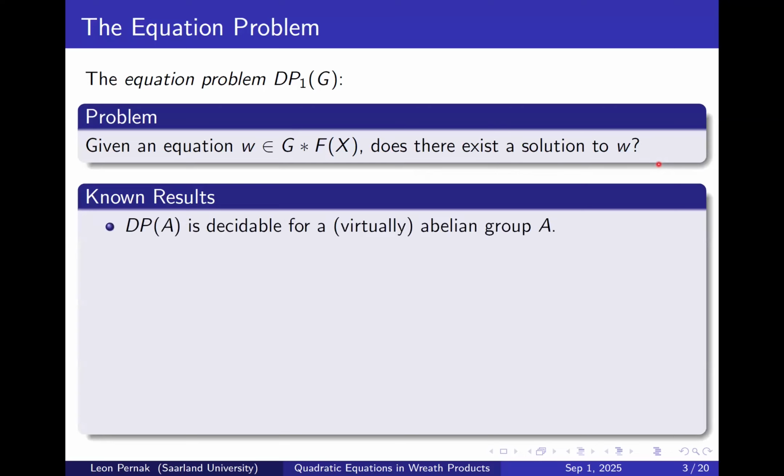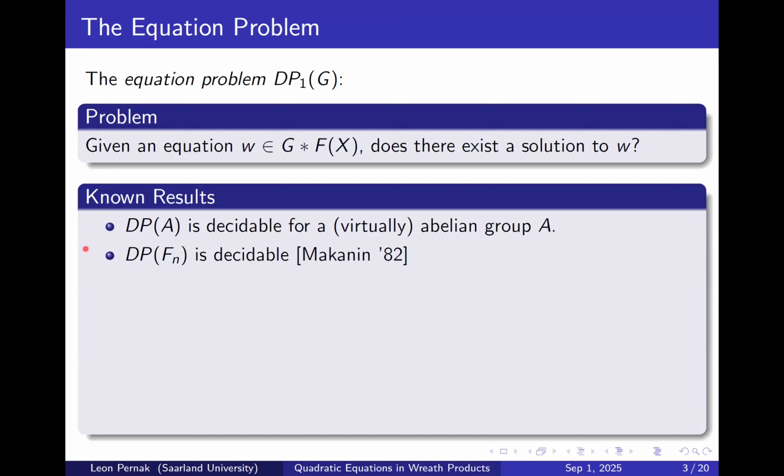A bunch of things have already been studied. I wrote DP1 up here, which refers to the equation problem, so asking for a solution to a single equation. What has also been studied is the Diophantine problem, which refers to a whole system of equations. For these systems, for example for abelian groups, it's not hard to see that they are solvable, so that there's an algorithm that tells you if a system of equations has a solution or not. Basically, that's equations over the integers.